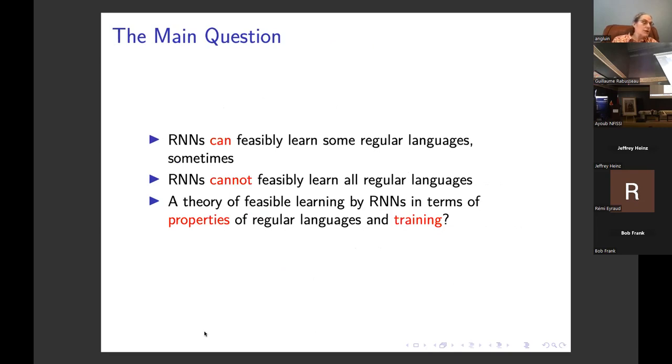So we come to the main question. RNNs can feasibly learn some regular languages, sometimes, at least empirically. And RNNs cannot feasibly learn all regular languages. That's provable. So what we'd like is a theory of feasible learning by RNNs in terms of properties of the regular languages that we're looking at, and of course the training regimen. I haven't emphasized the training regimen, and that's very important.